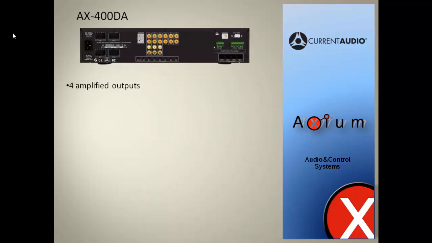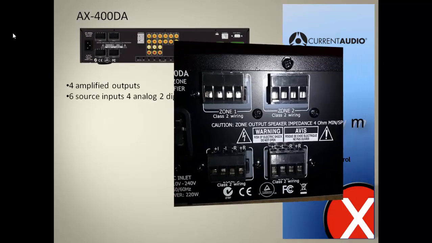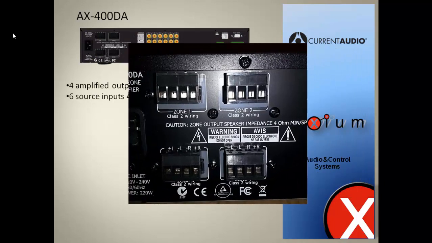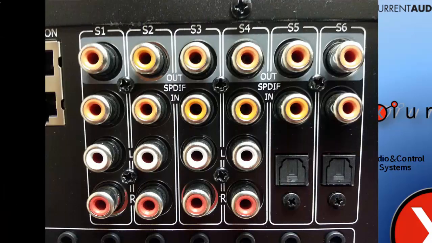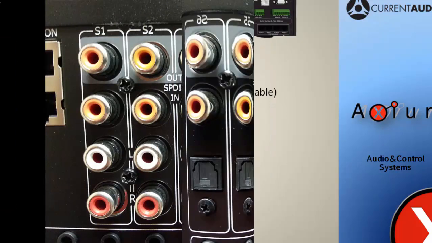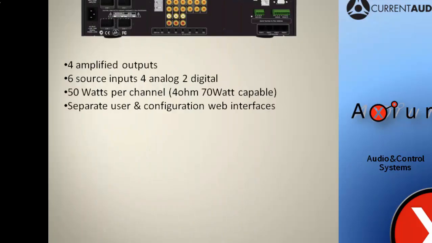The AX400 is similar. It has 4 amplified outputs, 6 inputs, 4 analog and 2 digital, 50 watts per channel at 8 ohms, and 70 watts at 4 ohms.